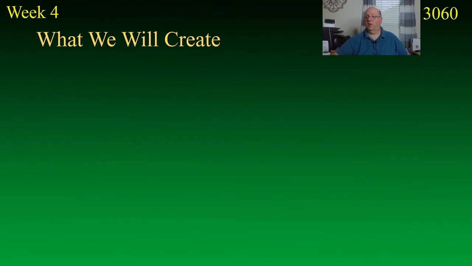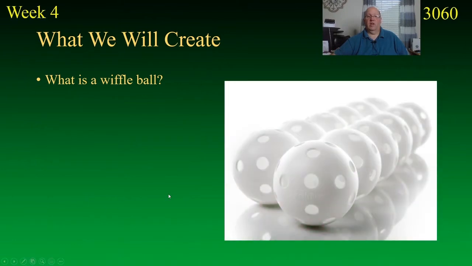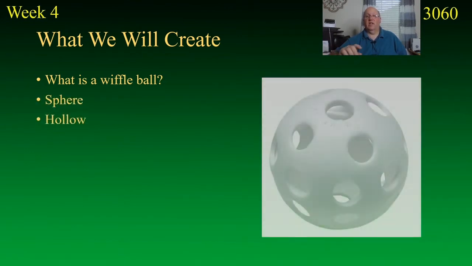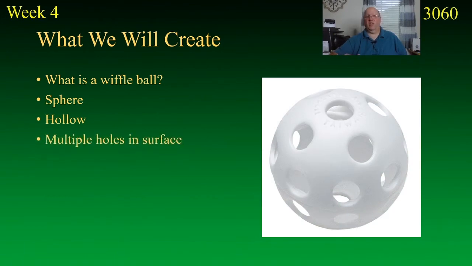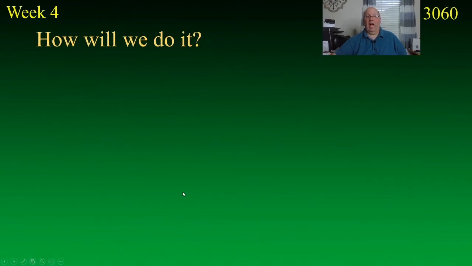Okay, so we're going to create a wiffle ball, as I said. So if we're going to do that, again, what is a wiffle ball? I just explained it pretty well. It's a hollow plastic ball with holes in it. It's a sphere. Basically, we're going to start with a sphere. It's hollow. That's the only other obvious thing you need to know. And it's got multiple holes in the surface, and we'll show you an easy way of doing this so that they're nice and even.